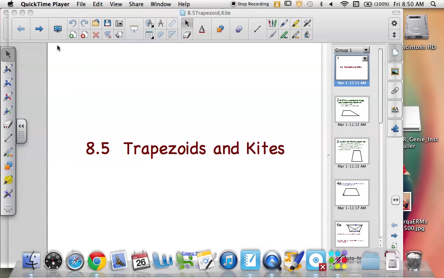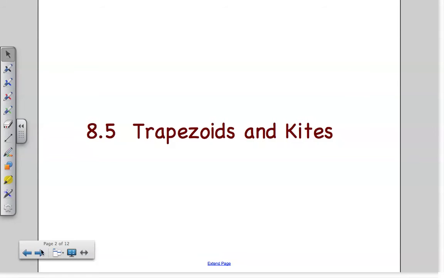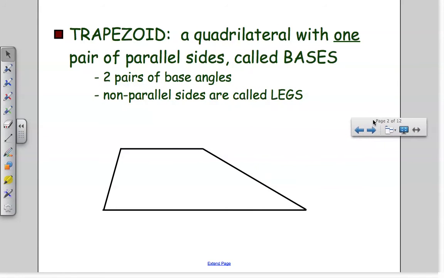Section 8.5 we are going to be looking at trapezoids and kites. These are our last new quadrilateral types that we're going to be looking at. And today focusing on trapezoids.